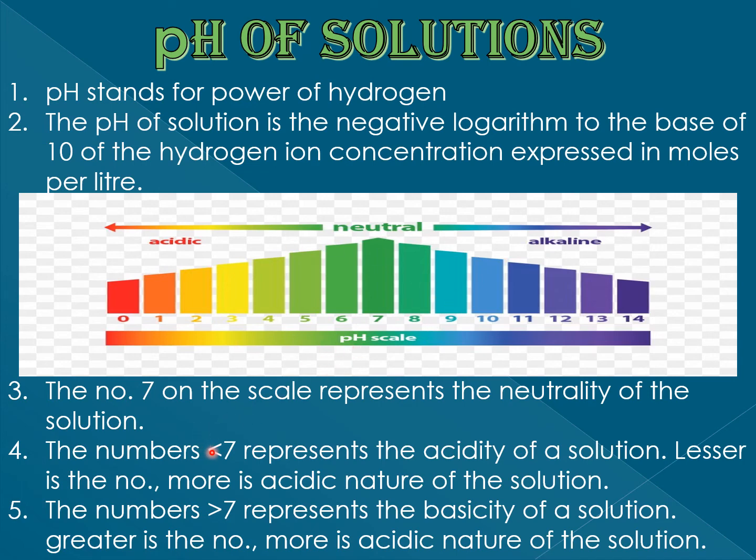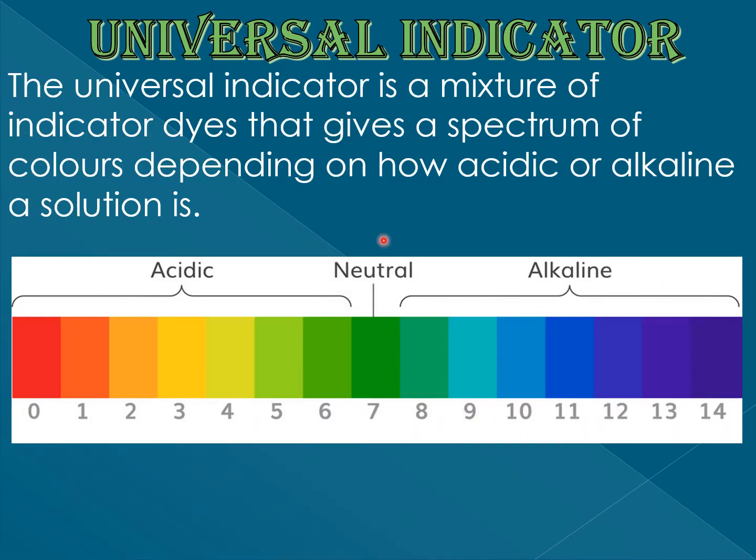Now, in a colorless liquid, a reasonably accurate pH value can be obtained by adding a universal indicator. Universal indicator is a mixture of indicator dyes that gives a spectrum of colors depending on how acidic or alkaline a solution is. That means universal indicators give different colors to different concentrations of hydrogen ion in the solution.